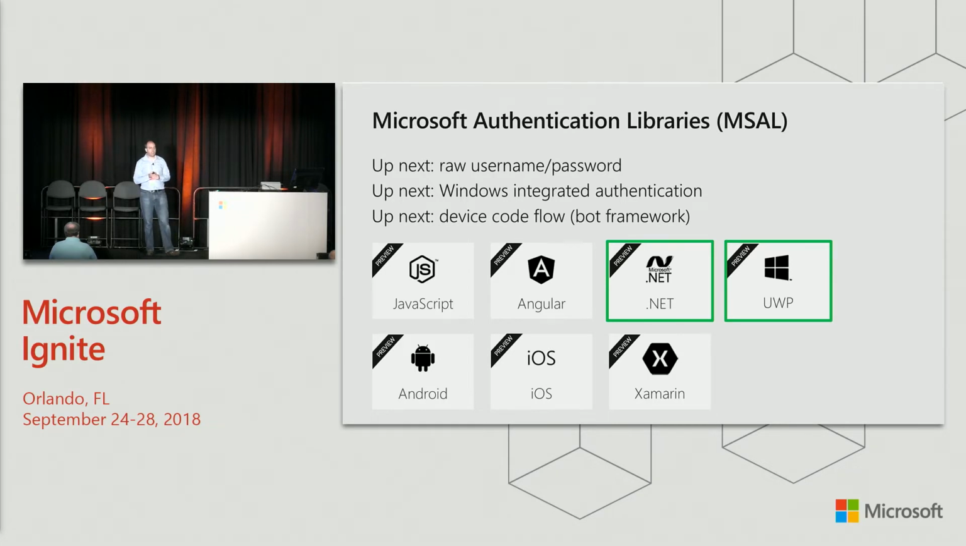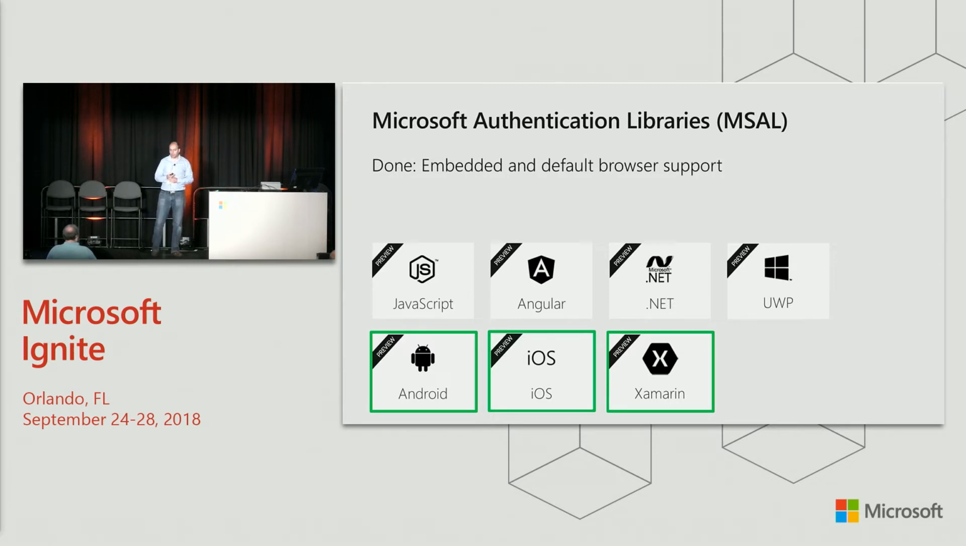Windows integrated authentication. This is if you have domain joined machines that are down level, such as Windows 7, and you want to be able to silently get tokens. And device code flow. So this is used in bot frameworks in situations where you don't have a keyboard. So what happens in the device code flow authentication flow is it shows you a URL, and then you, on a keyboard, like on your laptop or phone, actually go to that URL, go through authentication, and then this other device is logged in. So this could be used on Xbox, for example, where you don't have access to a keyboard.